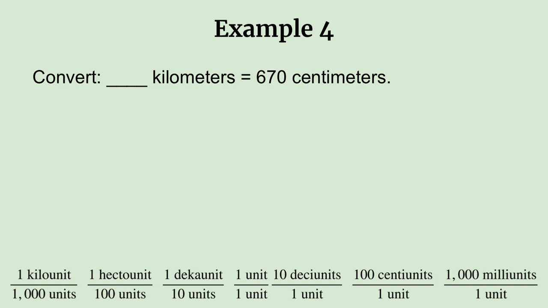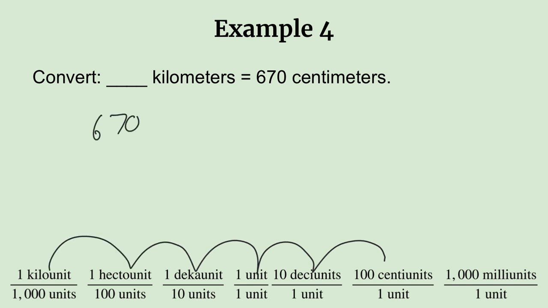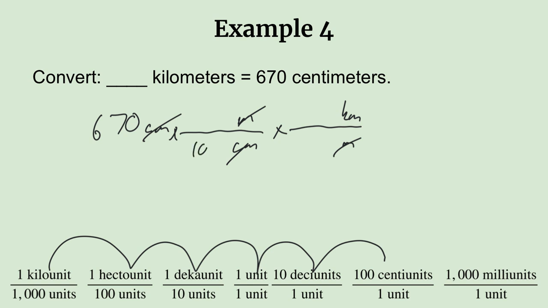For centimeters to kilometers, count 1, 2, 3, 4, 5. You also do need to know how to set up these conversions because we're going to get to harder ones here in a little bit. So 670 centimeters, and centimeters into meters, and then meters into kilometers is one that I can do pretty easily in my head. Centimeters cancel, meters cancel. There are 100 centimeters in 1 meter, and there's 1,000 meters in 1 kilometer.